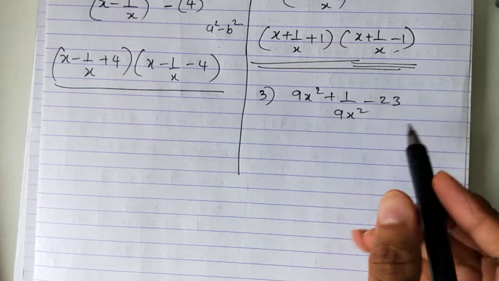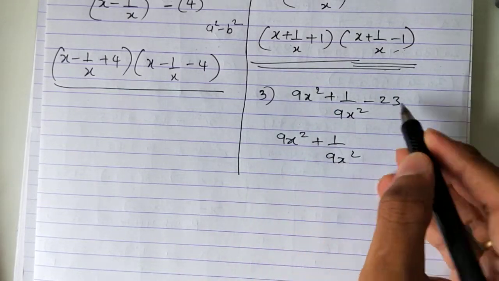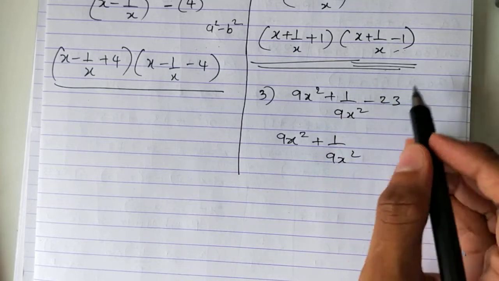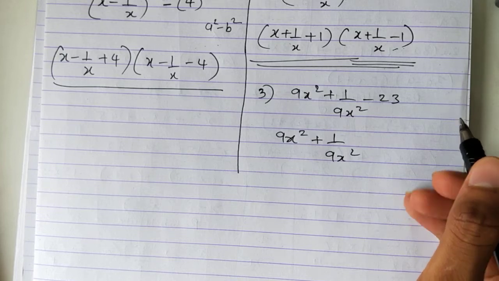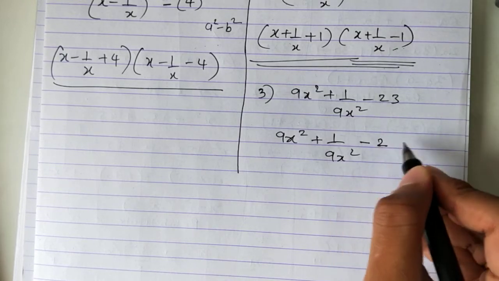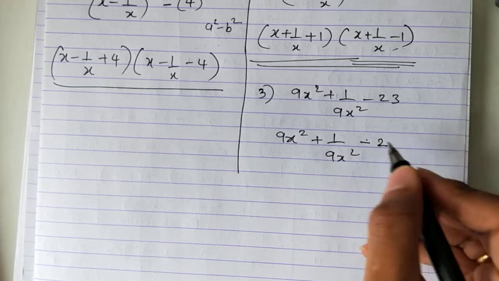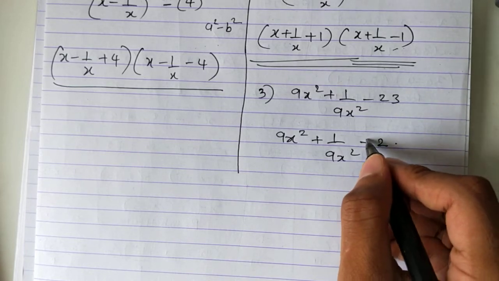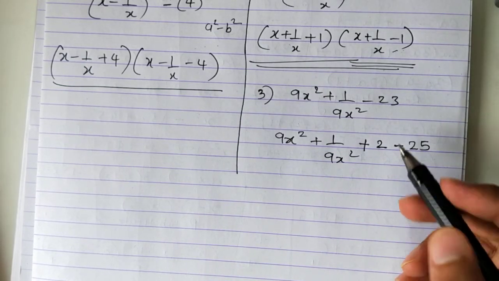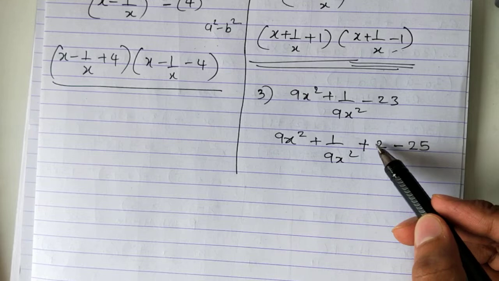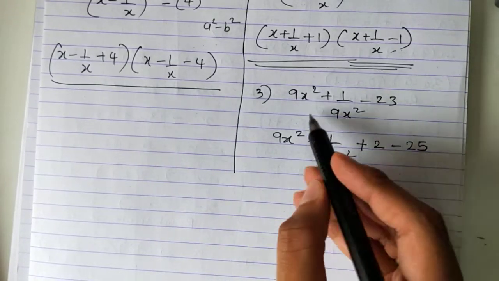The third one. Again split this minus 23 in such a way that one number is 2, another is a square. So it will split as plus 2 minus 25 because we want minus 23. So 2 minus 25 is minus 23. Correct? Now splitting is done.